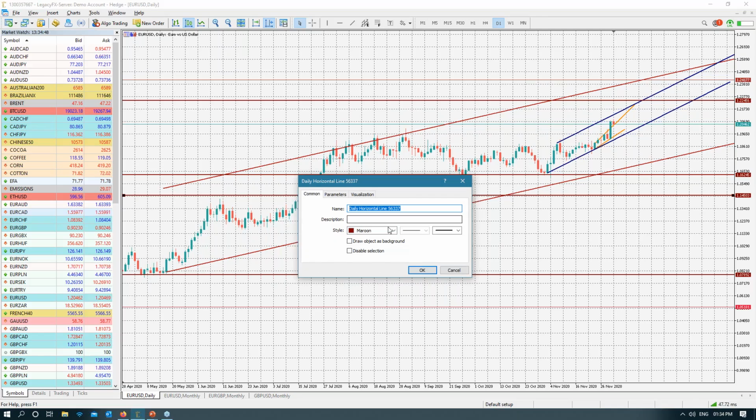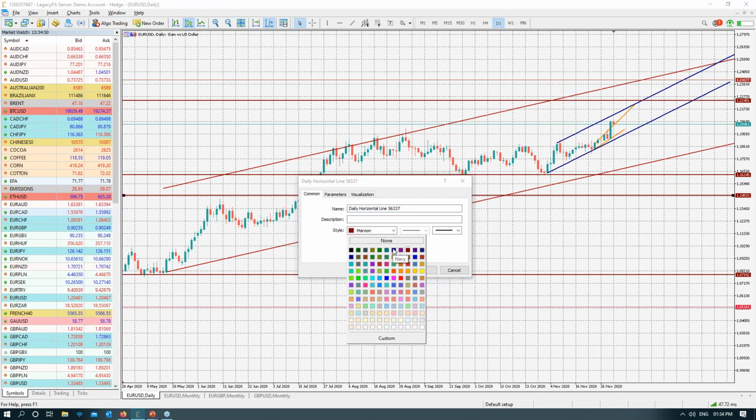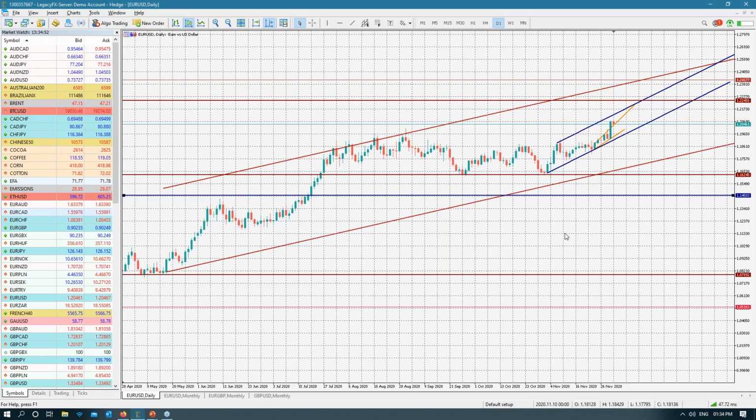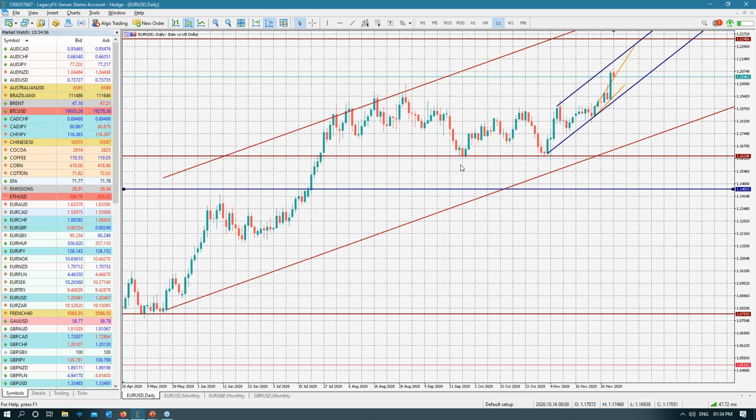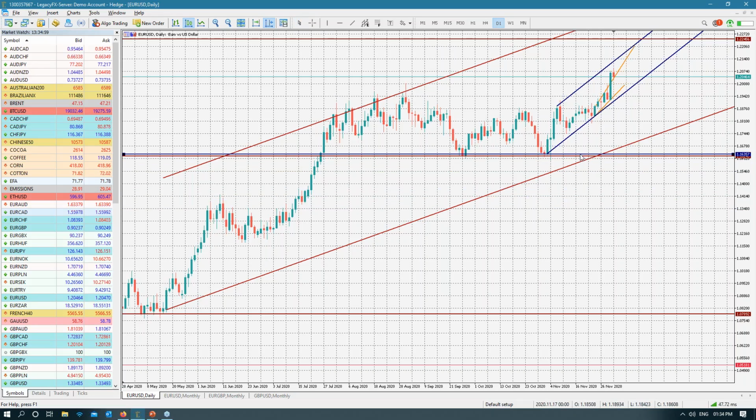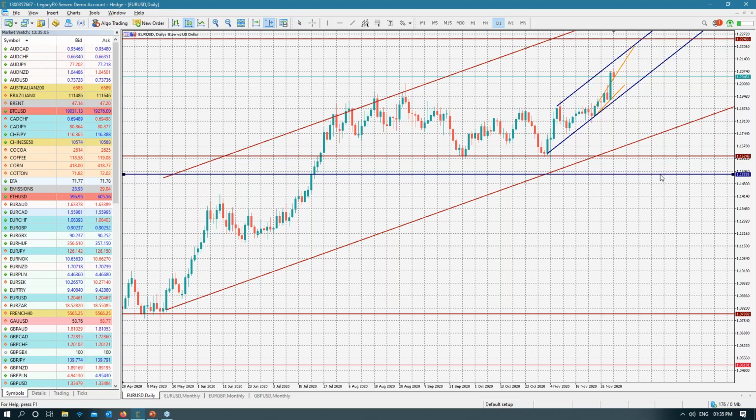Let me change the line to blue, because we said for day we use blue. So we're going to use blue. And now you can see I'm looking much more at the very recent, and here is that weekly. So the weekly and the daily resistance correlate here. So I'm not going to put in the blue line because there's no point.